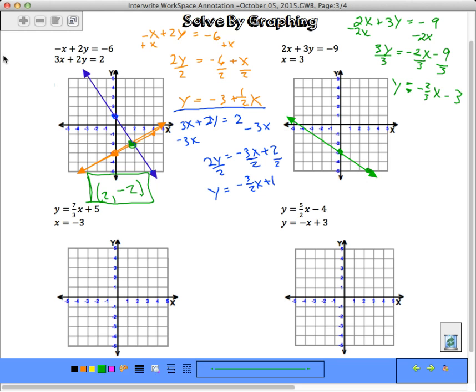There's my line. And then this line right here, x equals 3. We know that is just a vertical line through where x is 3. So if I draw that, they cross down here at this point right here, at 3, negative 5. So 3, negative 5 is my solution.